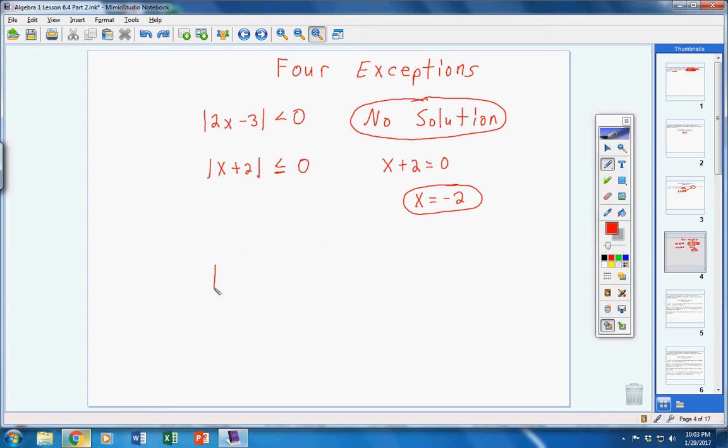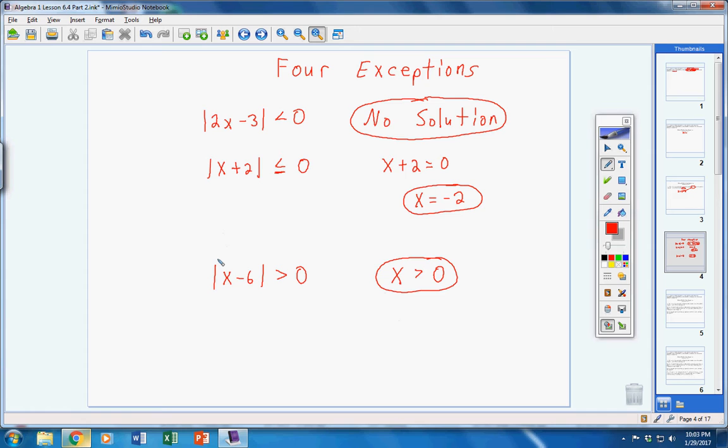Okay, there's 2 more scenarios. Here's the next one. If I have an absolute value that is greater than 0, okay, greater than 0, then my answer will simply be, are you ready? X is greater than 0. You can memorize that. That's your answer every time.